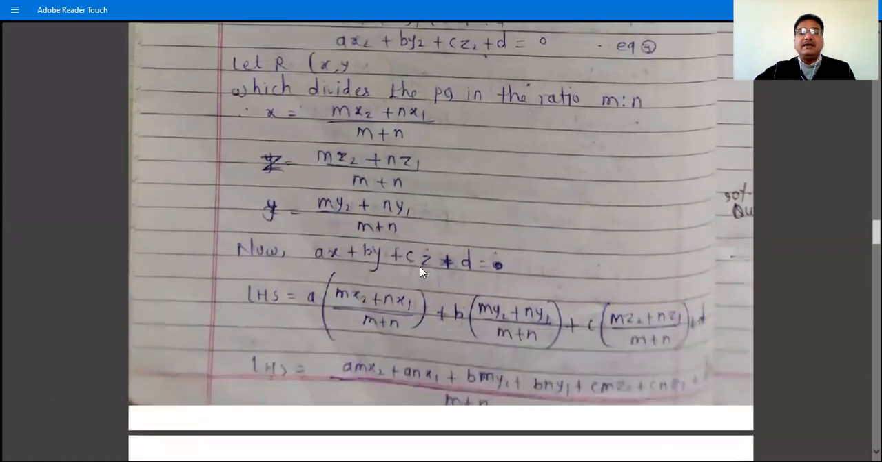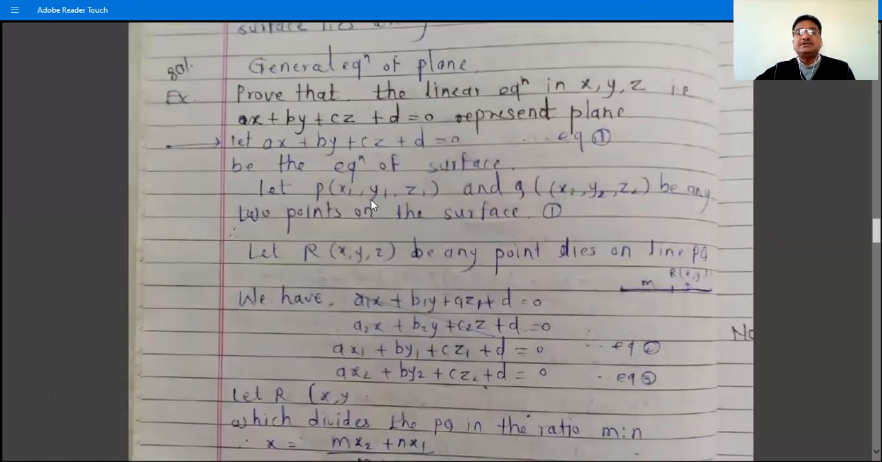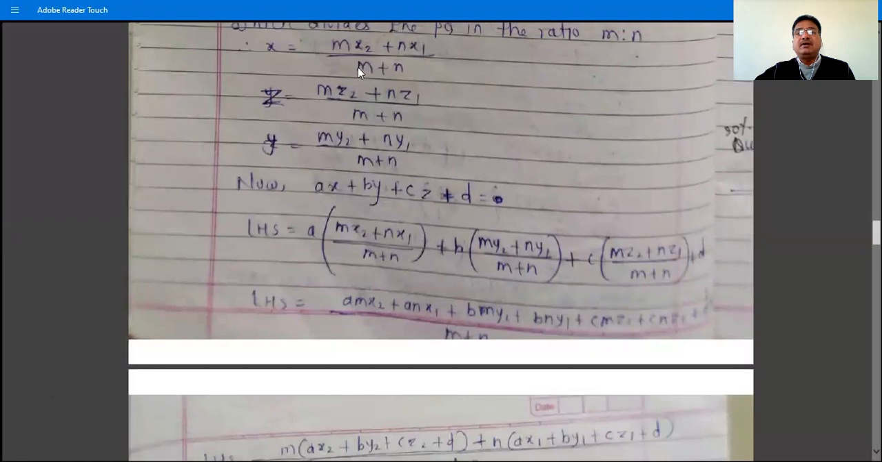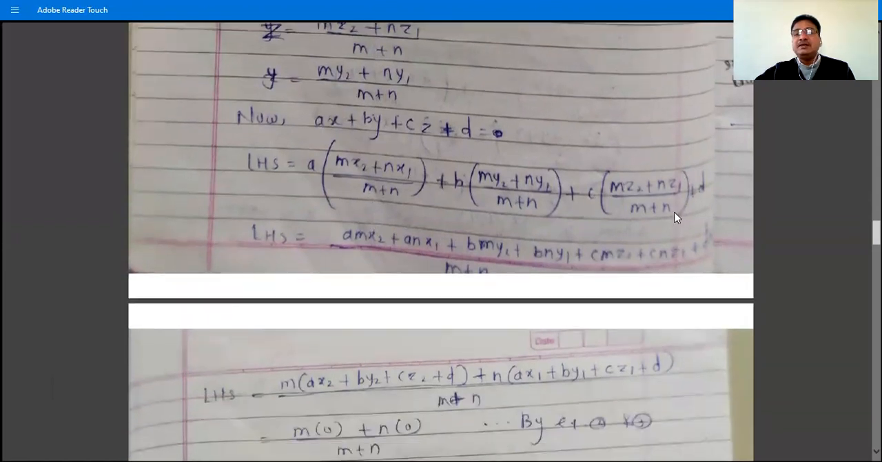Now consider the LHS of the equation ax plus by plus cz plus d equal to 0. Write x as this coordinate, (mx2 plus nx1) divided by (m plus n), that is the x coordinate of the point R. Then for b write the value of y as this, plus c, write the value of z as this, plus d, and m plus n is the LCM. So we have a multiplied by these two terms, b multiplied by these two terms, c multiplied by these two terms, plus d in bracket (m plus n), because m plus n is the LCM.